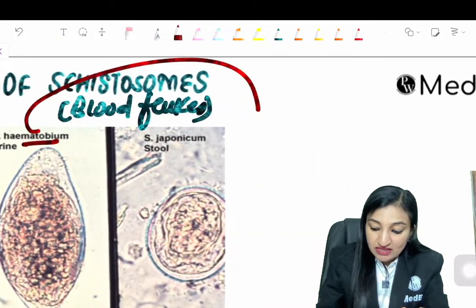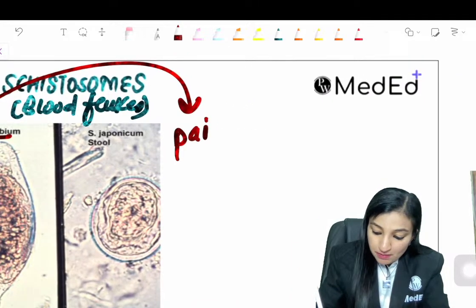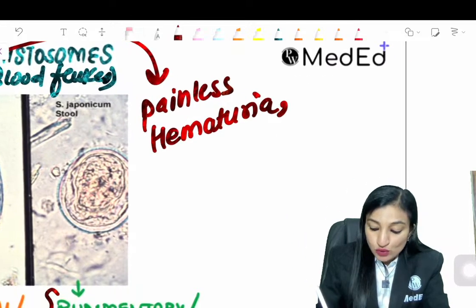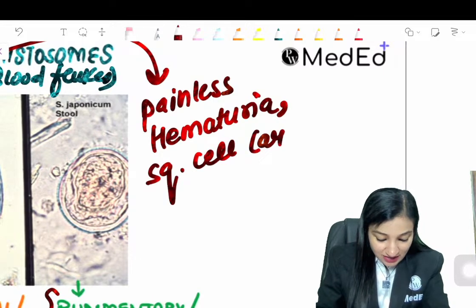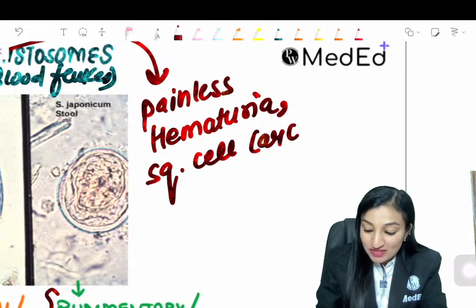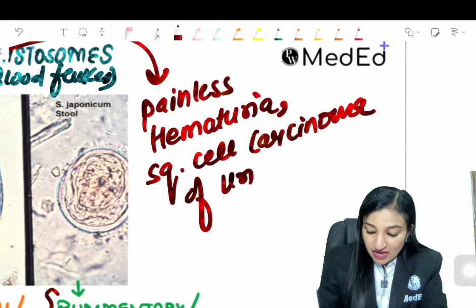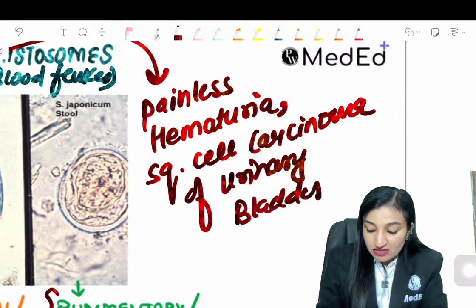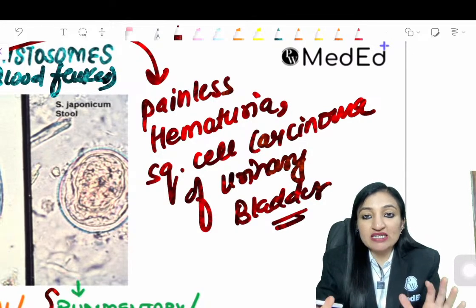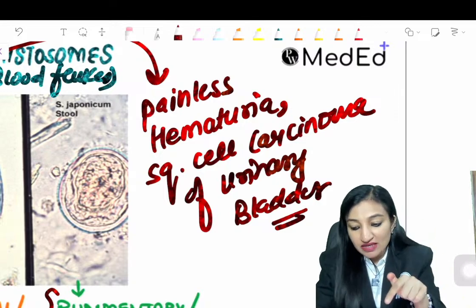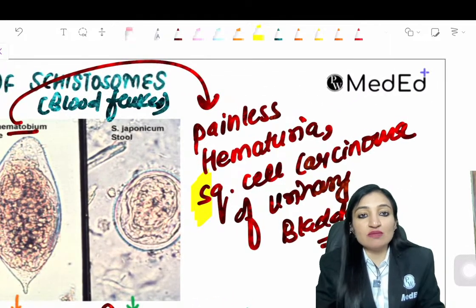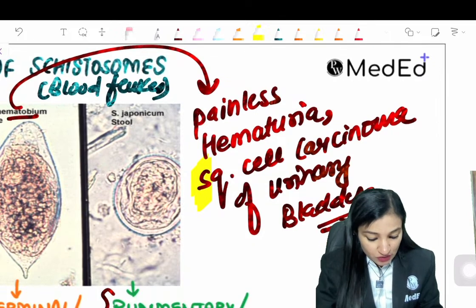Now Schistosoma haematobium, guys, it is important. It causes painless hematuria, and also it is a causative agent of squamous cell carcinoma of the urinary bladder. As far as cancers of the urinary bladder are concerned, obviously we all know that transitional cell carcinoma is way more common than squamous cell carcinoma, and this organism is an important cause of squamous cell carcinoma of the urinary bladder. So S for Schistosoma haematobium, S for squamous cell carcinoma of the urinary bladder.